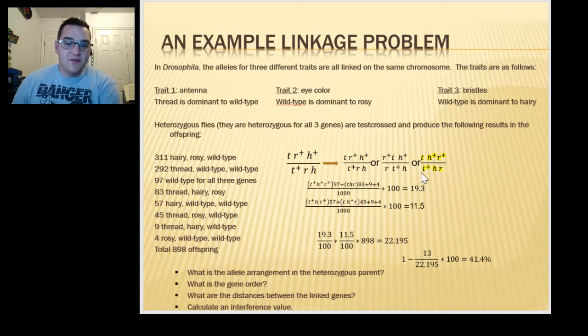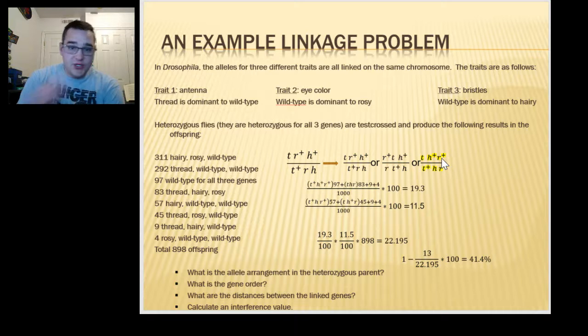And so now this is the gene order, and you can also check it with the 9 one, because the 9 one should be threaded, hairy, and wild type, which it is: threaded, hairy, wild type. And so you know that this is your gene order right here.